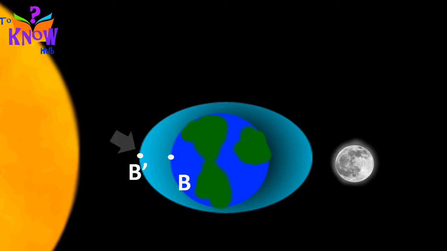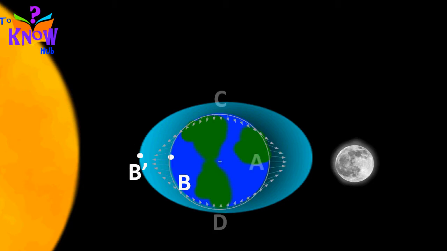But how is that? Point B experiences much stronger pull force than the point B dash. Because of that, point B tends to move toward the moon. But on B dash, the gravitational pull of the moon is very low. So the distance between B and B dash tends to increase. So people living there feel as if the sea level is rising and we get a high tide.